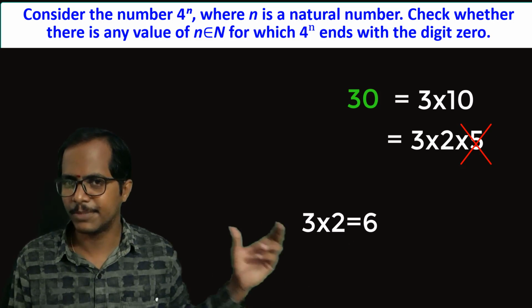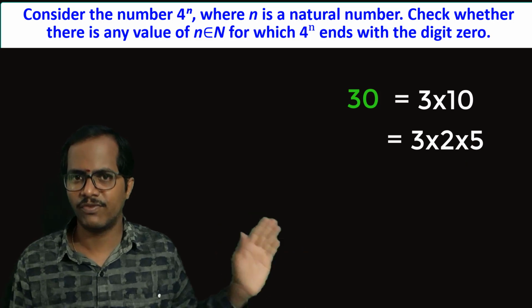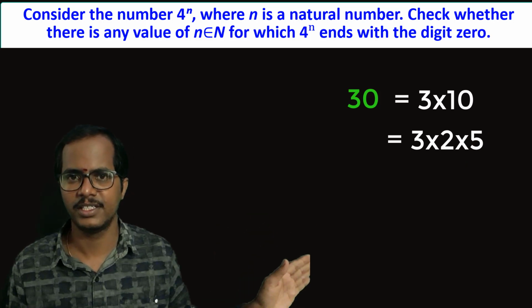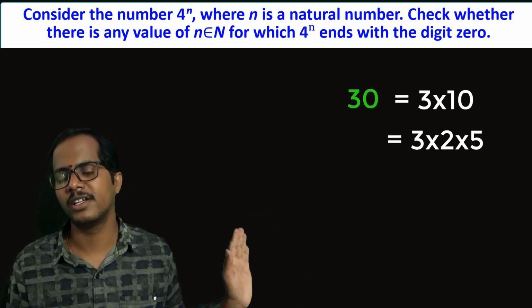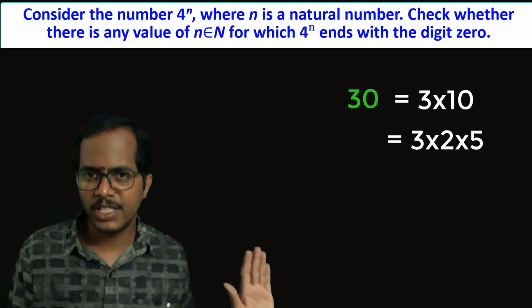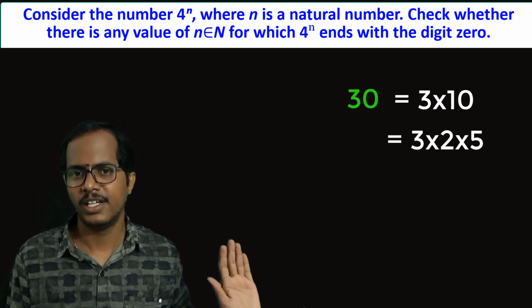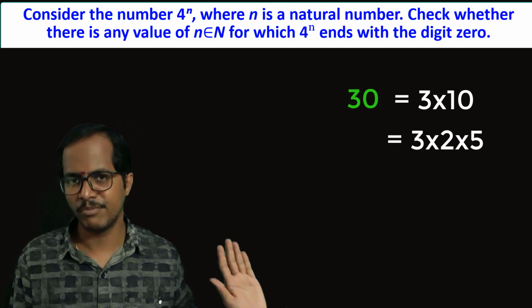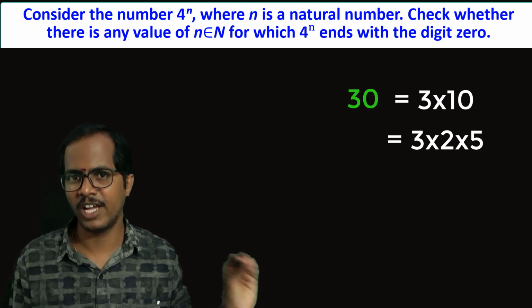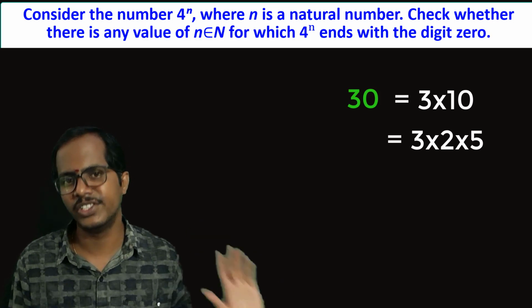Now, does it end with 0? No. In this prime factorization, if 2 and 5 are not present, then the number does not end with the digit 0. So from this we can understand that if 2 and 5 are not present in the prime factorization of a given number, then that number does not end with the digit 0.